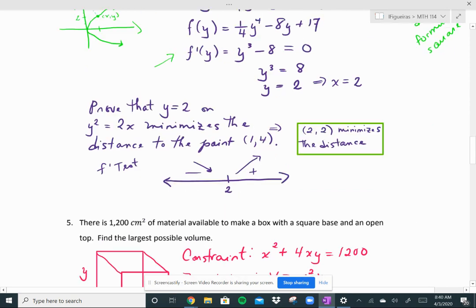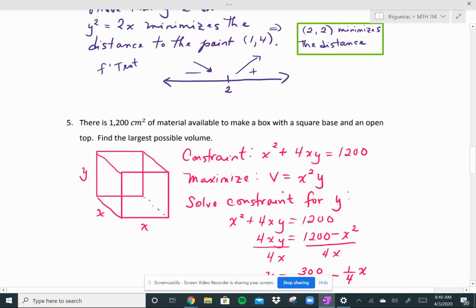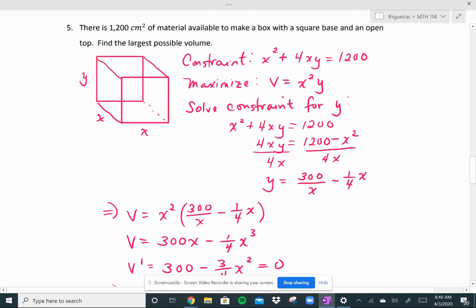Okay, let's move on. We're back to a geometric shape, but this time it's three-dimensional. So we have 1,200 centimeters squared of material available to make a box with a square base and an open top. Find the largest possible volume. So the bottom of the box is a square, so therefore our dimensions here are x and x. They're not different, but we don't know anything about the height, so we'll call it a different variable. I'll call it y.